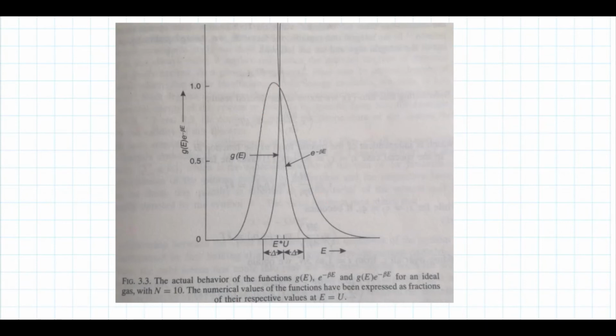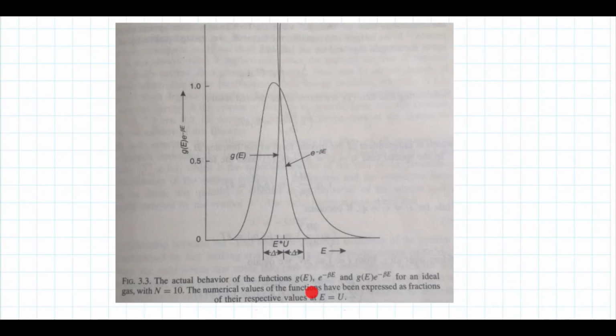Here the values are not actually g of e. The numerical value of these graphs are actually g of e divided by g of u. That is specified here. The numerical values of the functions have been expressed as fractions of their respective values at e equal to u. That means at this point the value is not g of e but g of e divided by g of u. And in this graph the value right here is not e raised to minus beta e but it is e raised to minus beta e divided by e raised to minus beta u.